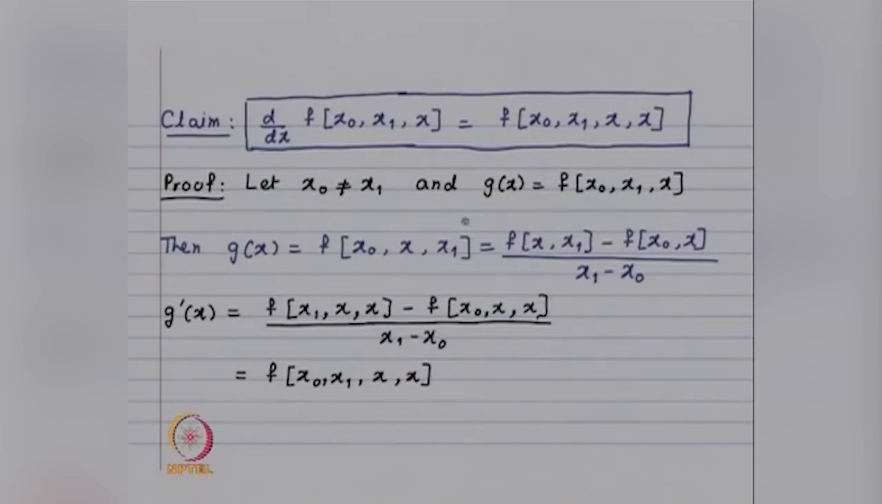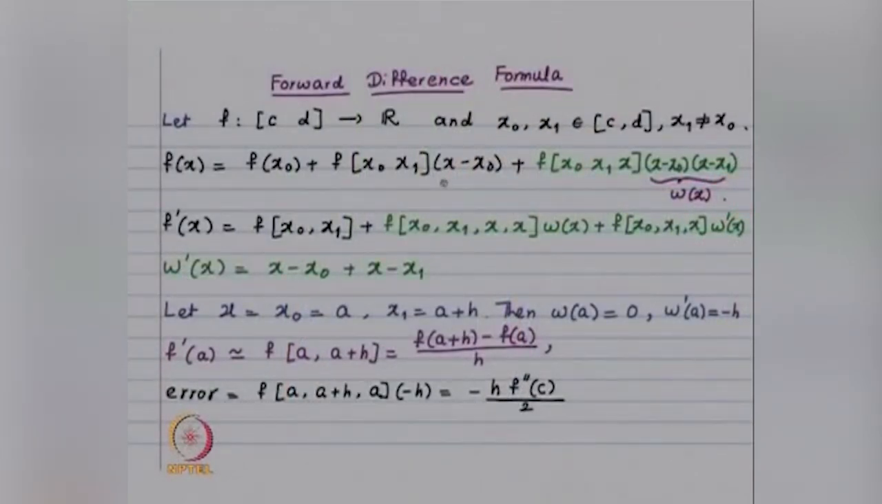And now we go back to our formula for finding the approximate value of f'(a). Our function f is defined on the interval [c, d], takes real values, a is an interior point, and x0 and x1 are two distinct points in the interval [c, d]. We are fitting a polynomial of degree 1 and then we have the error term. You differentiate both sides. So f(x) is equal to f(x0) plus f[x0, x1](x − x0), and this is the error term.